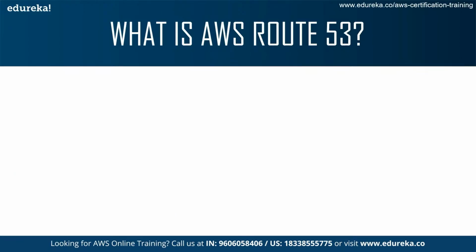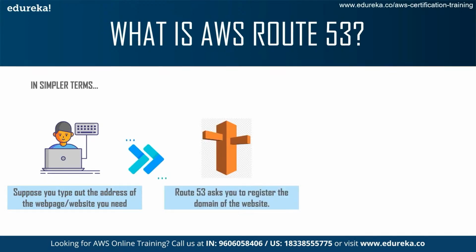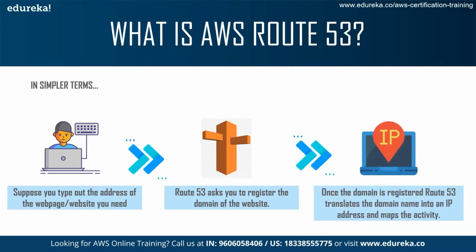So in simpler terms, suppose you type out the address of the web page that you need, right? Route 53 asks you to register the domain of the website. And once you do that, Route 53 translates the domain name into an elastic IP address, which can be accessed by the public, right?